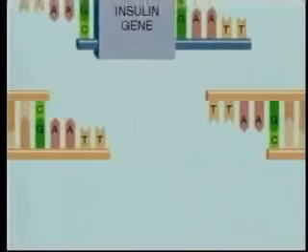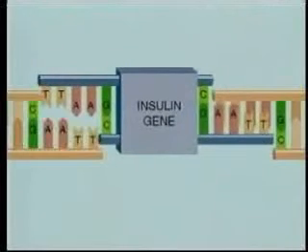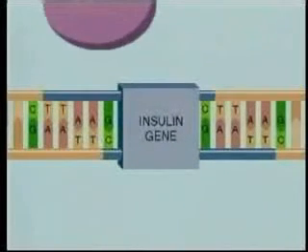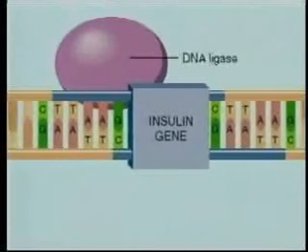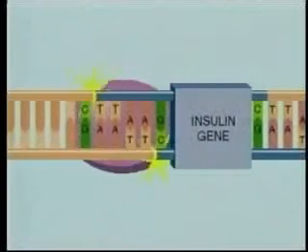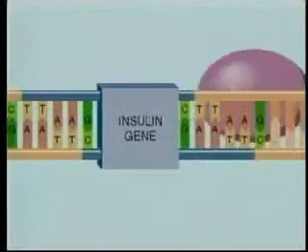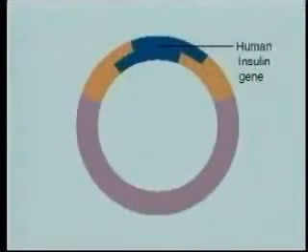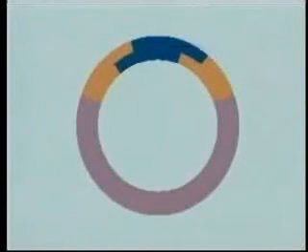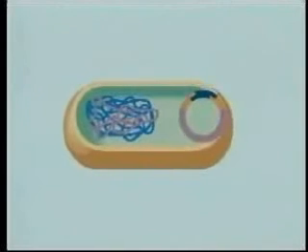The insulin gene is mixed with the cut plasmid DNA. Complementary bases pair up. With the help of the enzyme DNA ligase, the DNA backbones are joined. The human insulin gene is now part of the bacterial DNA plasmid. The plasmid is then reinserted into a bacterial cell.